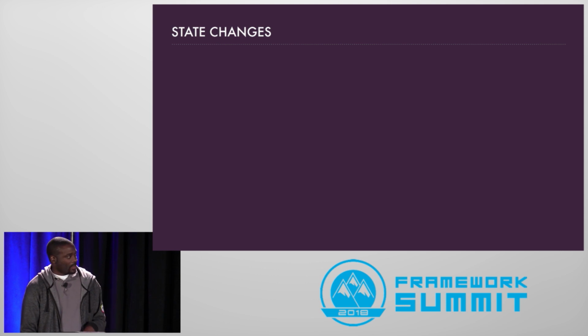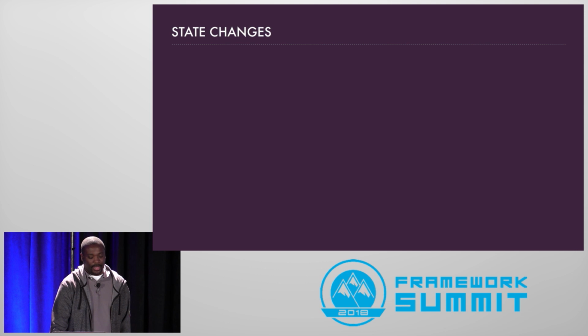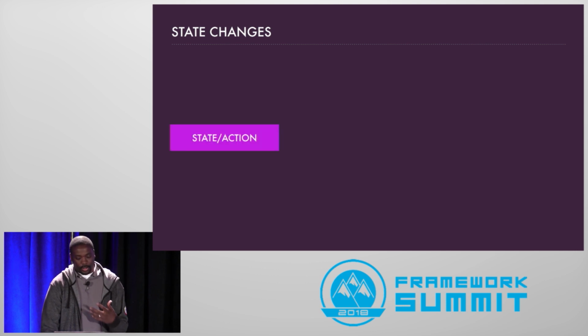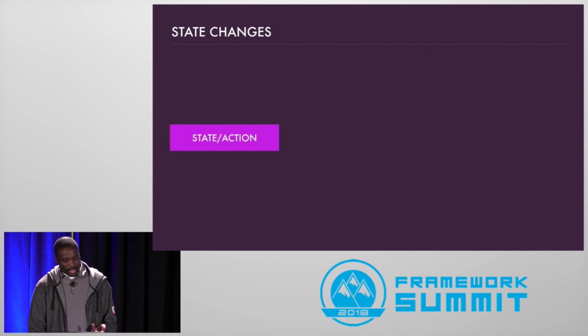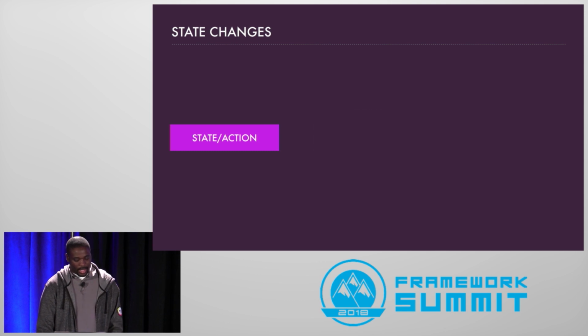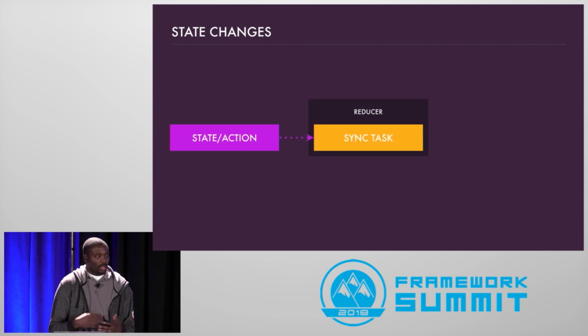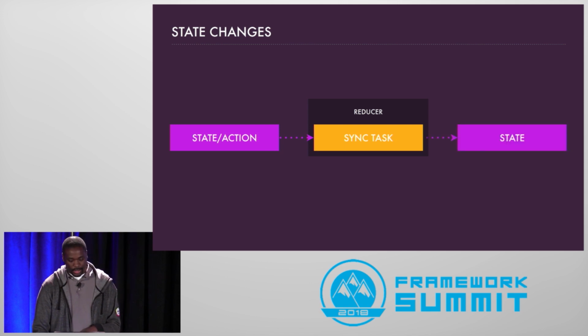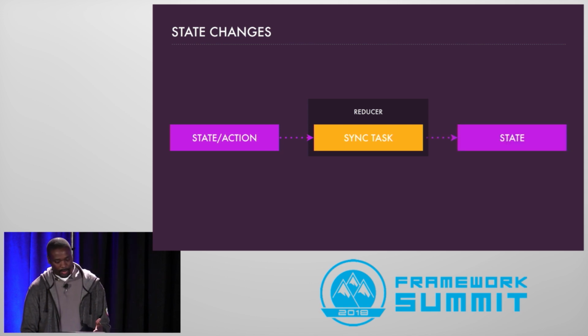So we can make a comparison of how state changes make a clear distinction from effects. If we talk about a reducer, state changes, reducers take the current state and action, hit the reducer and perform a synchronous task and return a new state. And as I mentioned, all that happens synchronously.